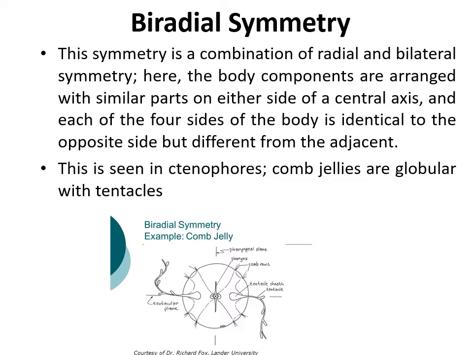Biradial symmetry is a combination of radial and bilateral symmetry. Here the body components are arranged with similar parts on either side of a central axis, and each of the four sides of the body is identical to the opposite side but different from the adjacent. This is seen in ctenophores, comb jellies with globular tentacles.